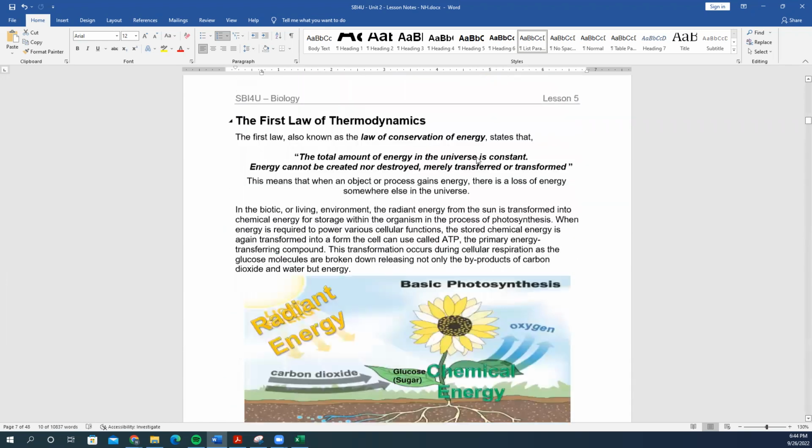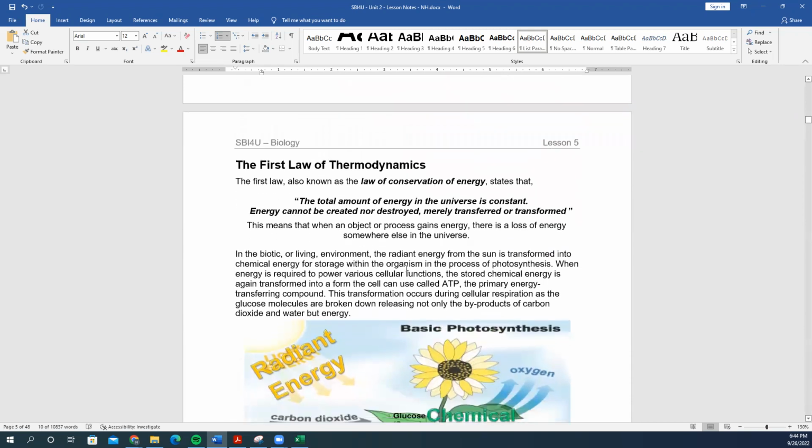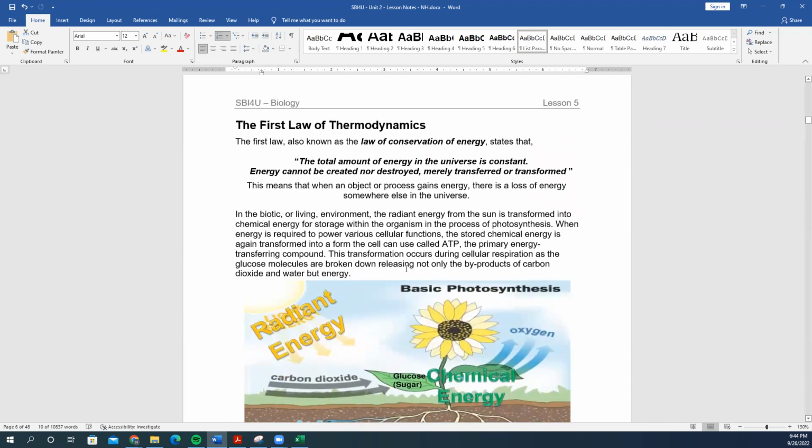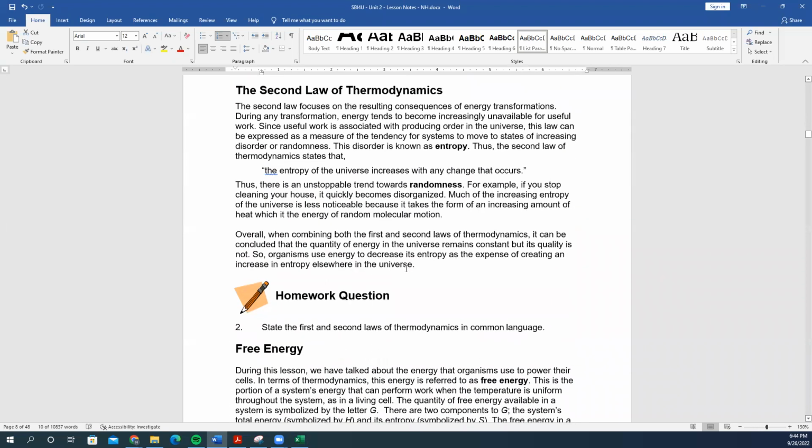So there we talked about the first law of thermodynamics, the law of conservation of energy. The total amount of energy in the universe is constant. Energy can't be created or destroyed. It can merely be transformed or transferred. The second law of thermodynamics focuses on the consequences of those energy transformations that the first law talks about. So what are the consequences of these energy transformations?